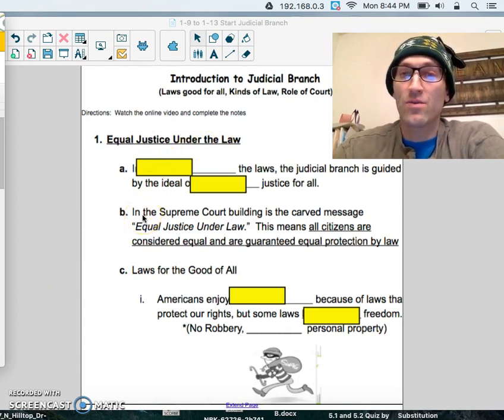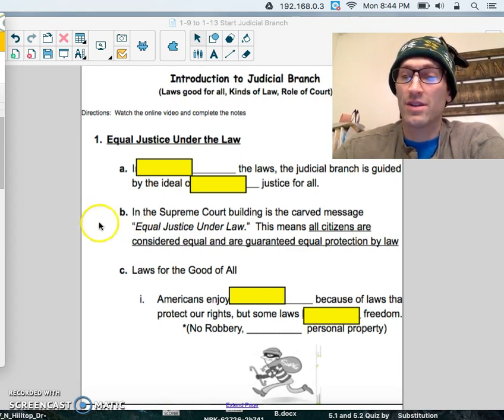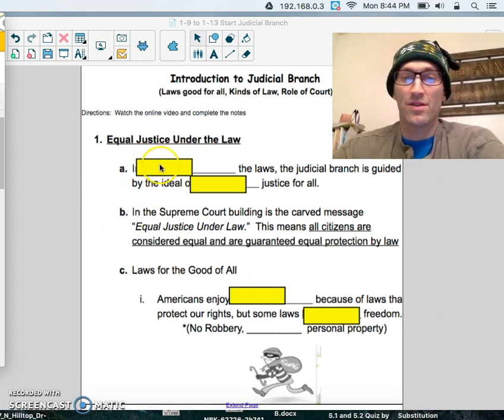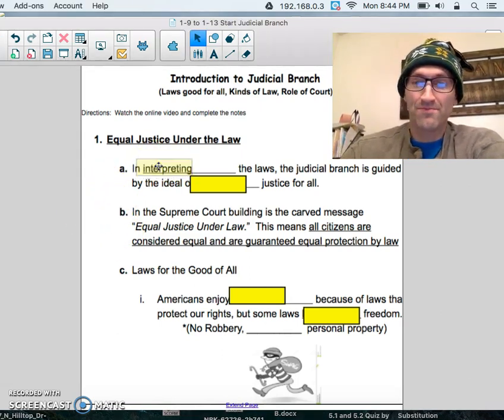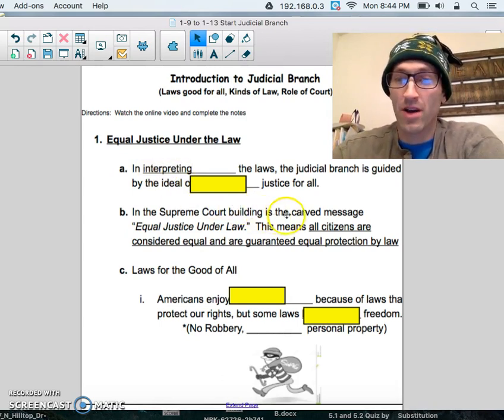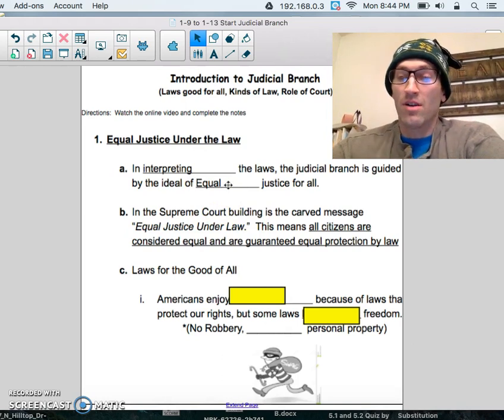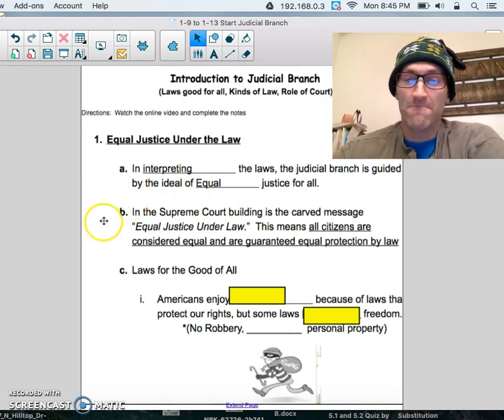This idea, equal justice for all, is essential to our nation. It protects our rights and the rights of all Americans. So here we go. Equal justice under the law. We know that in interpreting the laws, the judicial branch is guided by the ideal of equal justice for all. So those are your two fill-ins there.